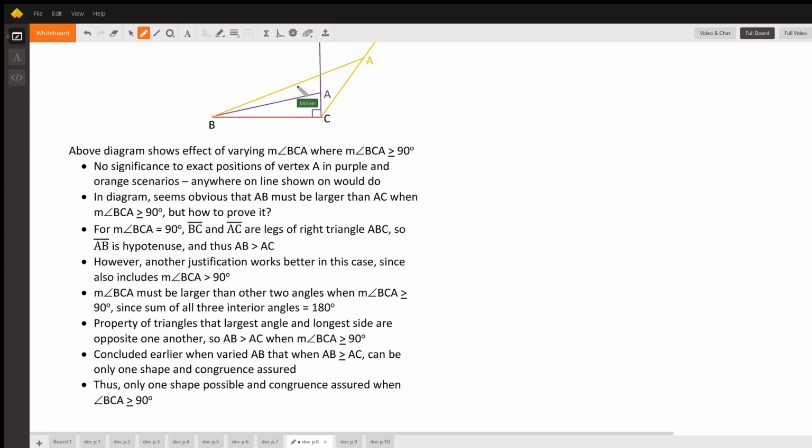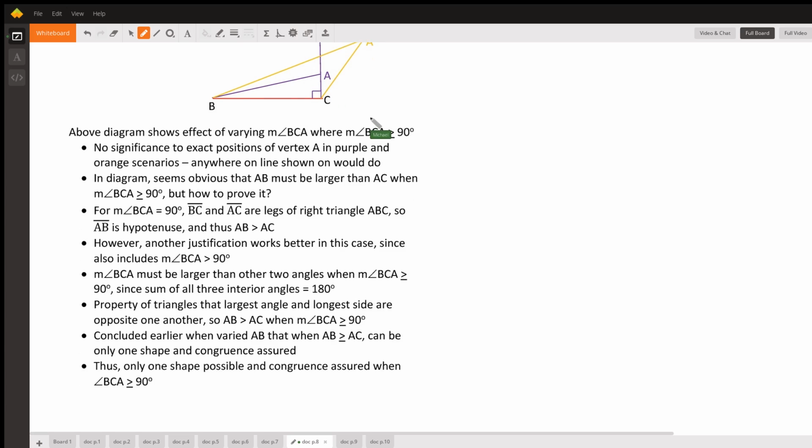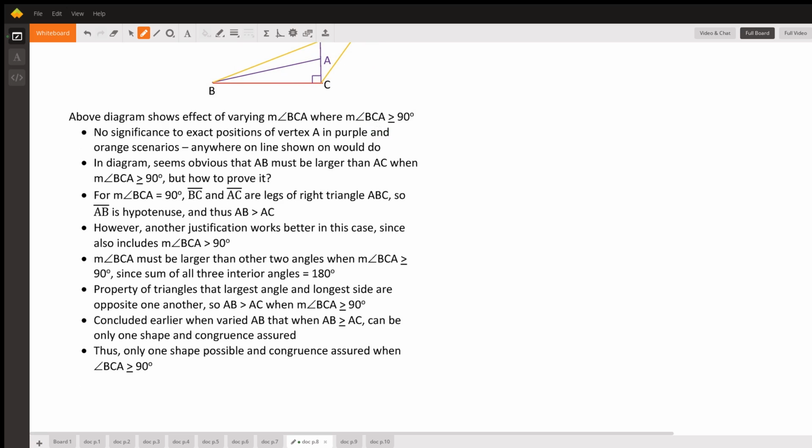So by invoking that, if this angle is greater than or equal to 90, there's only one triangle possible because the other fixed side has to be the longest side. It has to be therefore longer than this. And I'm just saying what I just told you, written out.